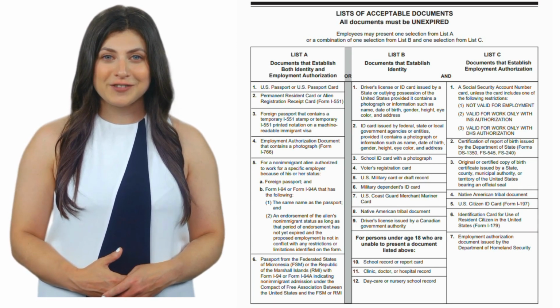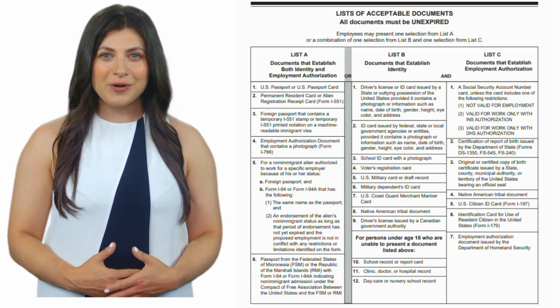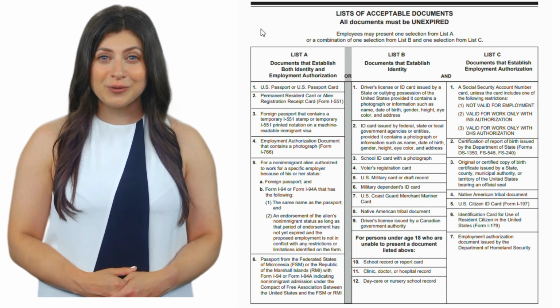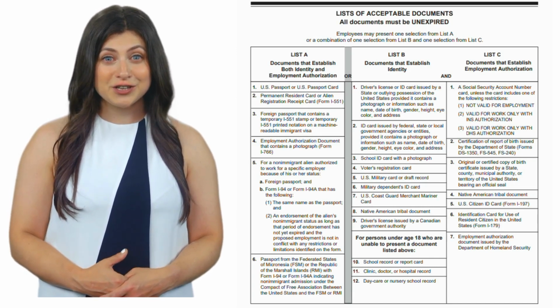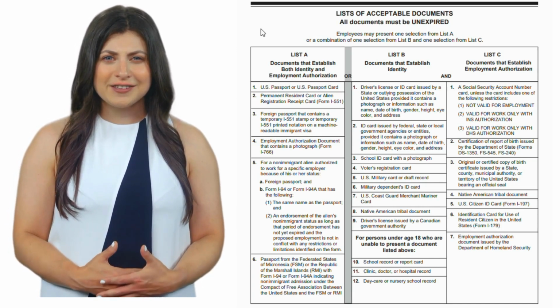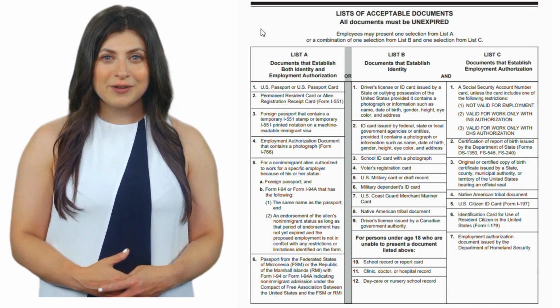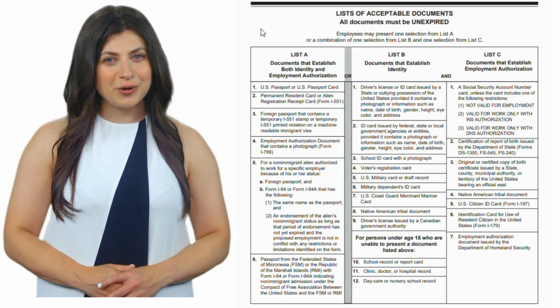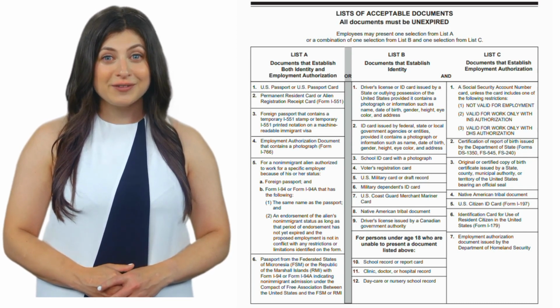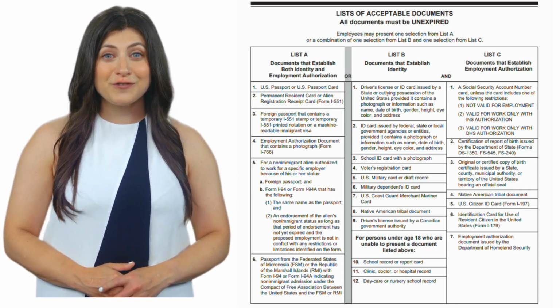The most common examples of a List A document are a U.S. passport, permanent resident card, or alien registration card. The most common examples of a List B document are a driver's license or ID card with a photograph, school ID card with a photograph, U.S. military card, or draft record.